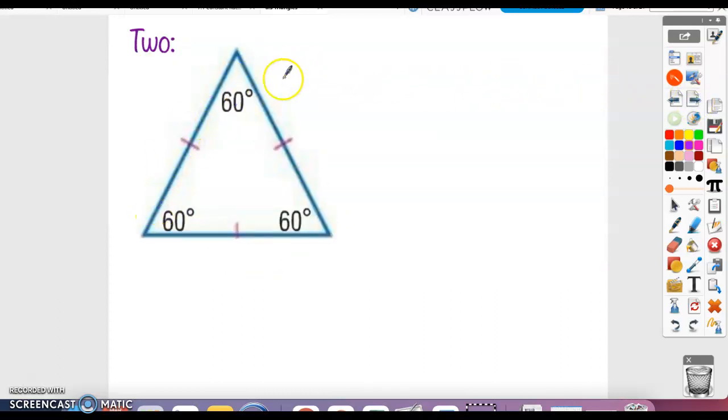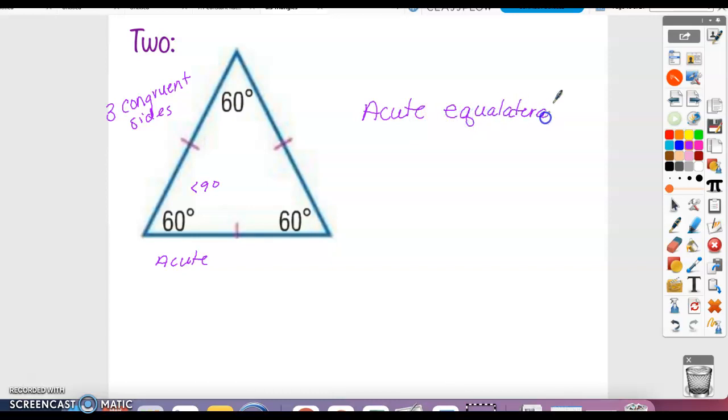This one here, we have all three are 60, which means they are less than 90, which means it is an acute angle, cute little angle because they're small. All three sides are congruent, marked by those red lines. So this would be an acute equilateral triangle.